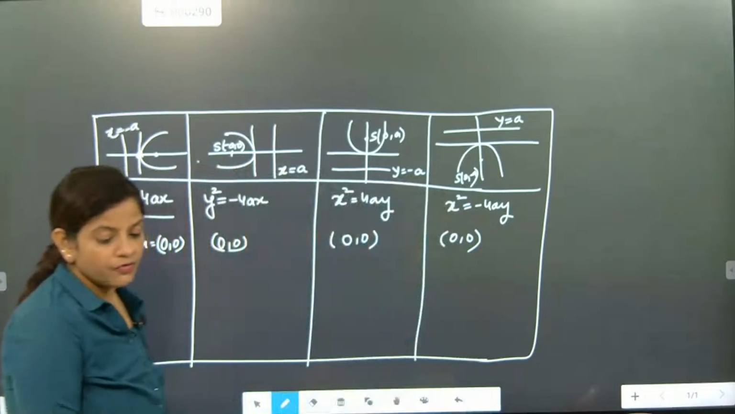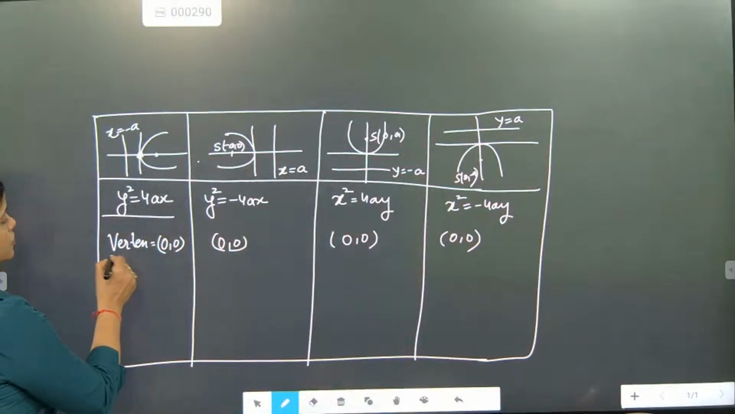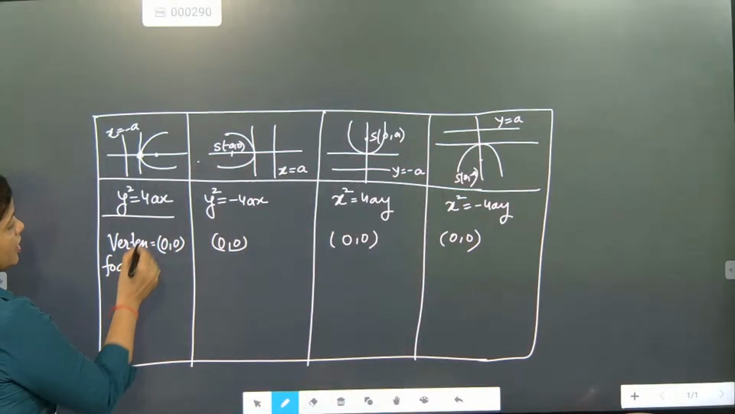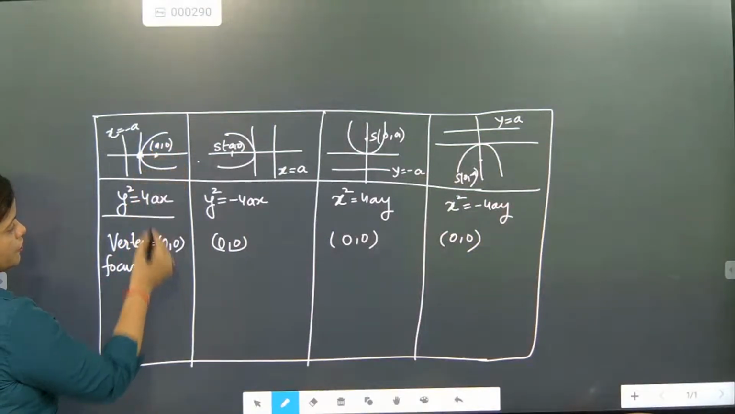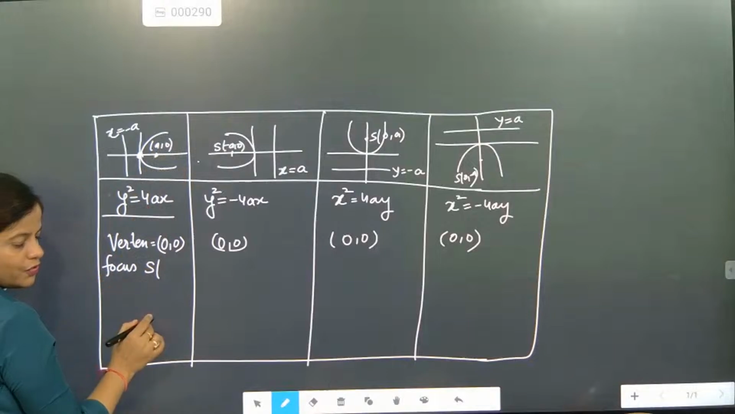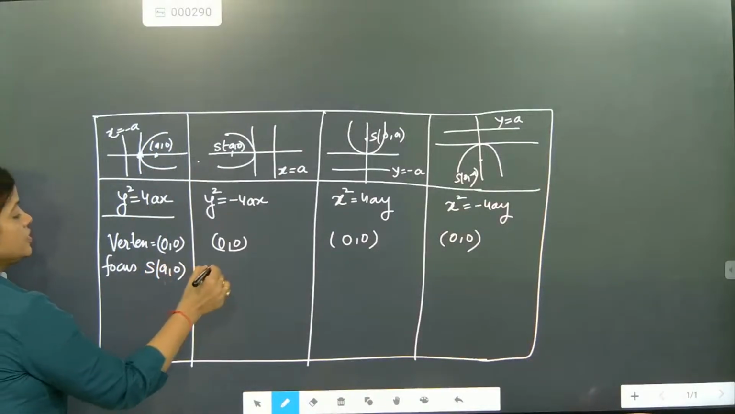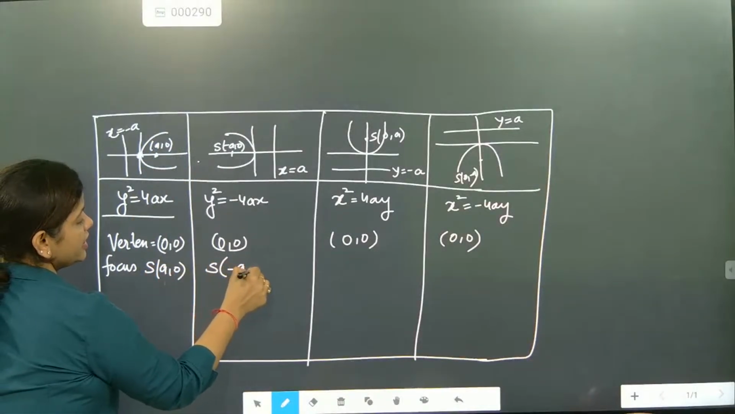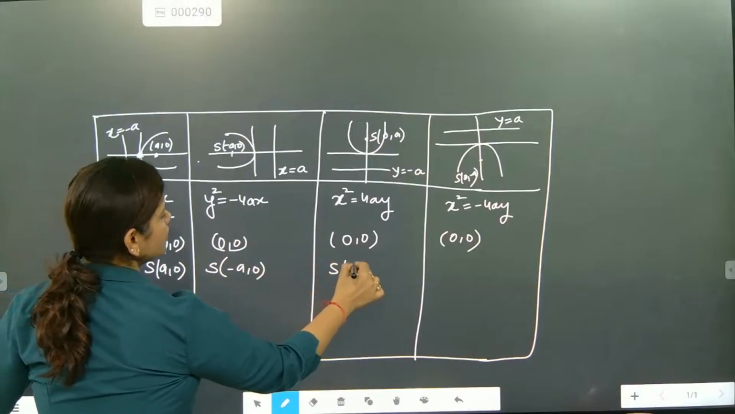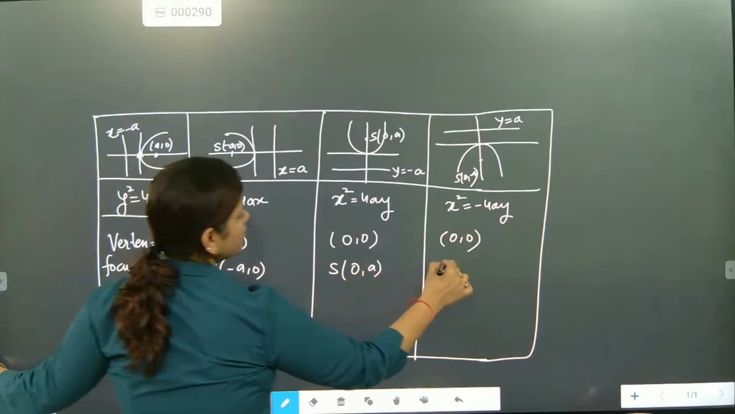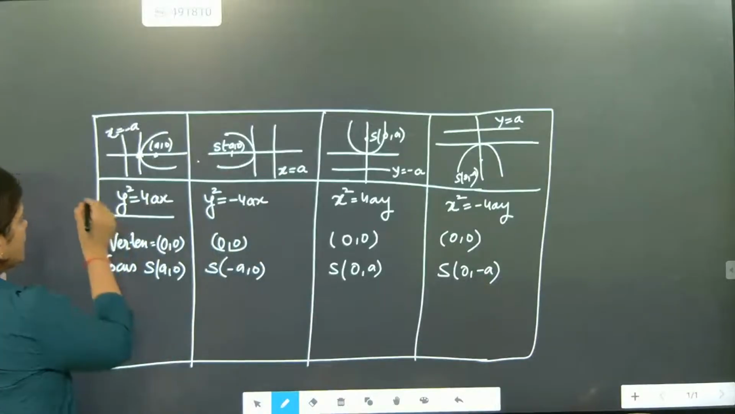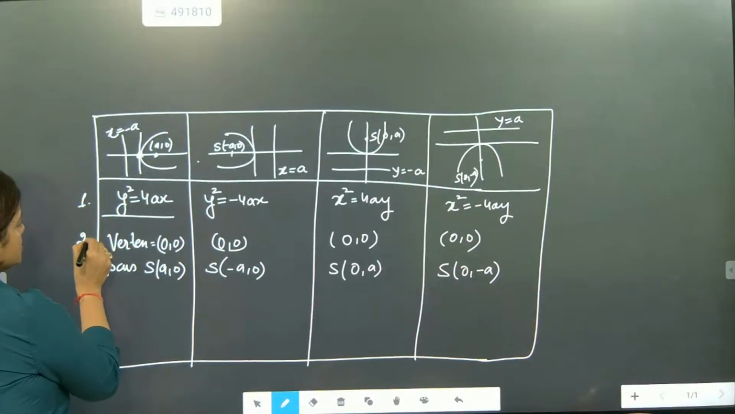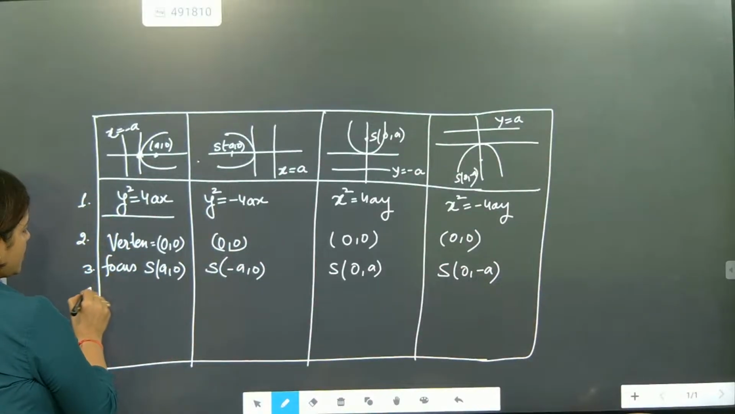Now focus. If somebody asks for the focus of this parabola, it is here, so it is a comma 0. The focus for this first parabola y square is equal to 4ax is a comma 0. Here the focus will be minus a comma 0. Here the focus will be 0 comma a, and here the focus will be 0 comma minus a. Understood? So this is first, this is second, this is third, and the fourth one.